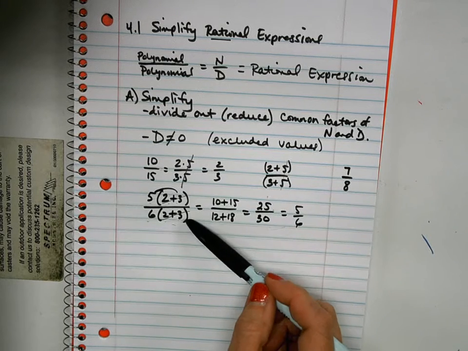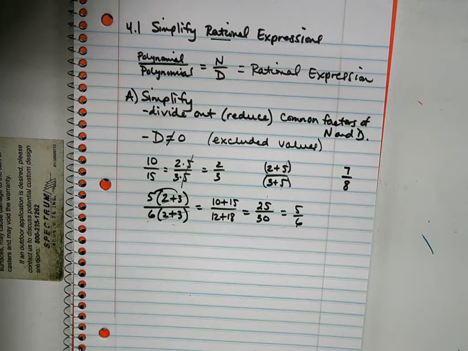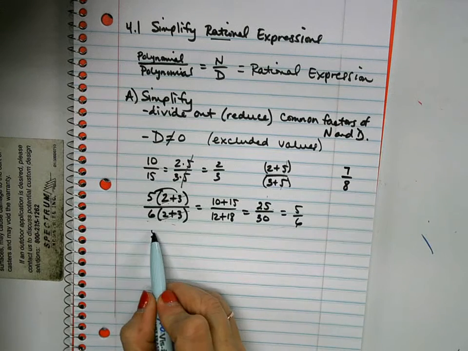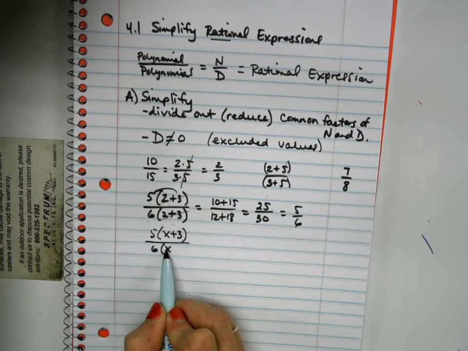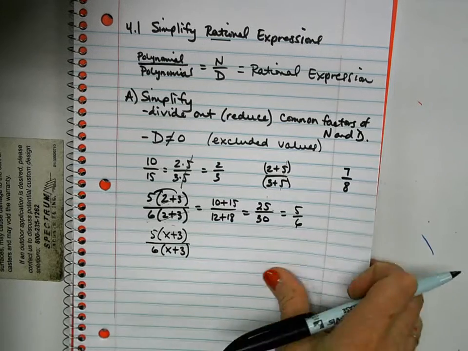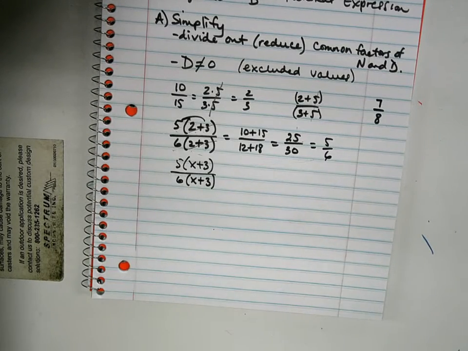This would be 2 plus 3 over 2 plus 3, which really is 5 over 5, but that would have been a common factor that I could have canceled. So what we're going to be doing, though, is throwing in letters like this. 5 times x plus 3 over 6 times x plus 3. This I can reduce as long as I can cancel that whole x plus 3.